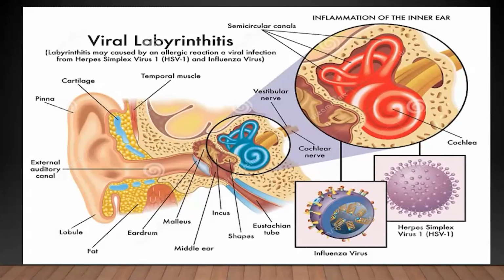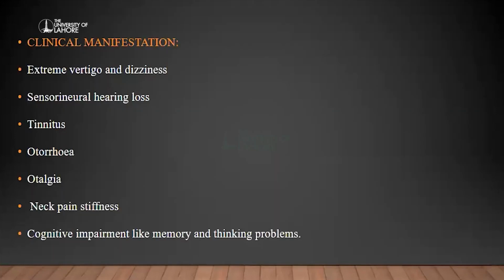This picture shows the viral effect of labyrinthitis on the eighth nerve, and the viral infections are influenza virus and herpes simplex virus 1. Clinical manifestations of labyrinthitis are extreme vertigo and dizziness, sensorineural hearing loss, tinnitus, otorrhea, otalgia, neck pain, stiffness, and cognitive impairment like memory and thinking problems.